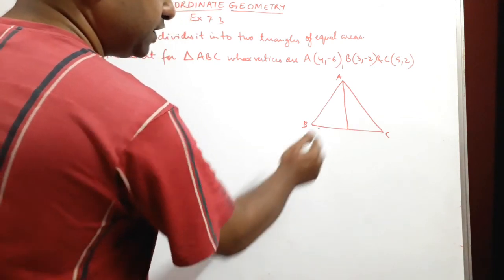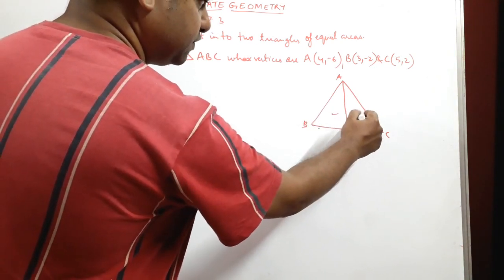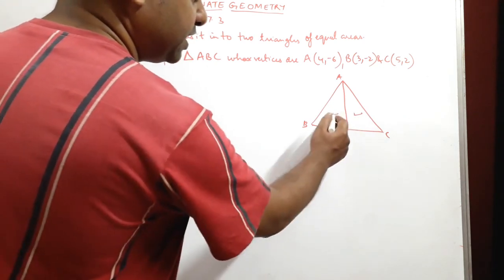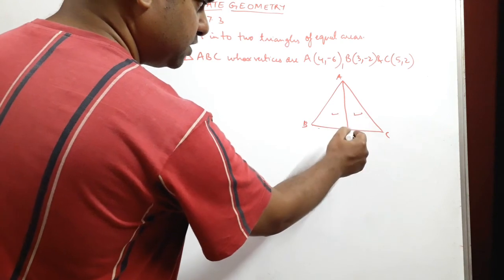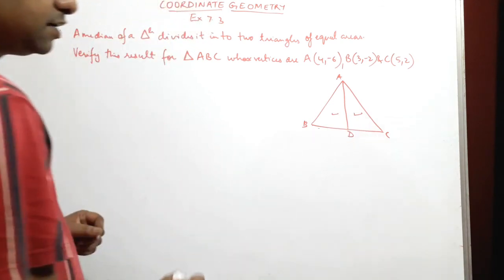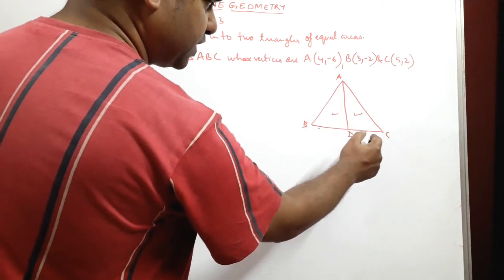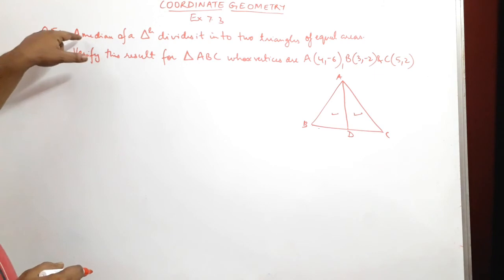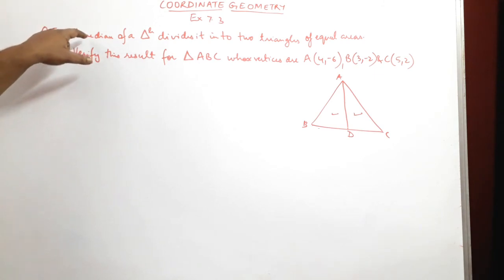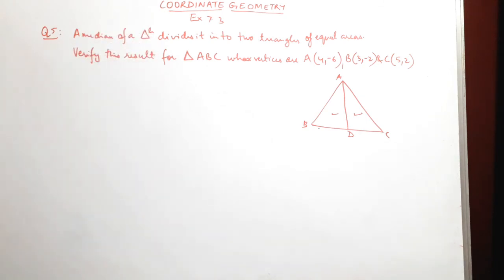For that, we'll have to get the area of the triangle of this part plus the area of the triangle of this part, and then compare to see whether the area of triangle, let's give this name D, area of triangle ADB is equal to area of triangle ADC. If that is the case, then we verify this statement which says a median of a triangle divides it into two triangles of equal areas.